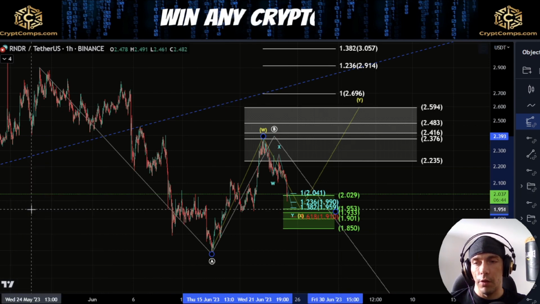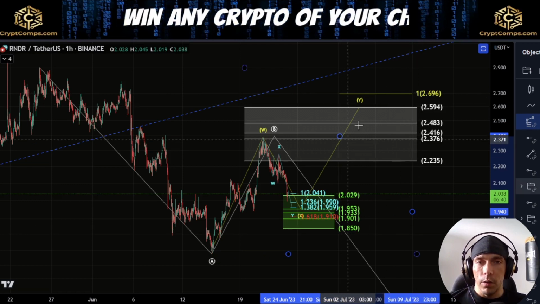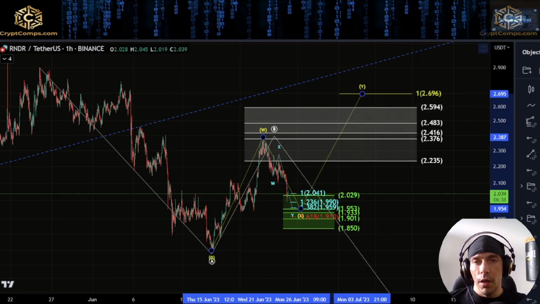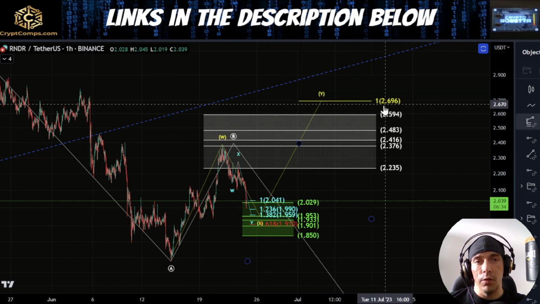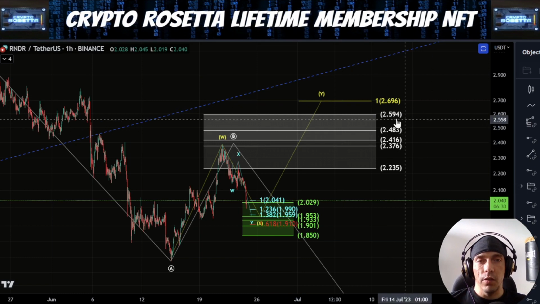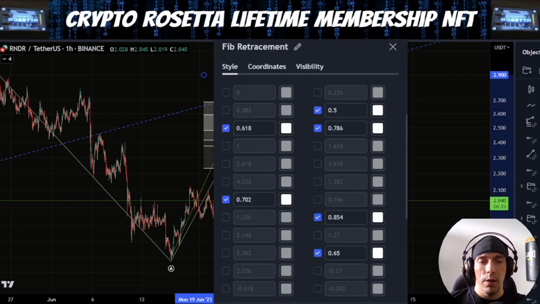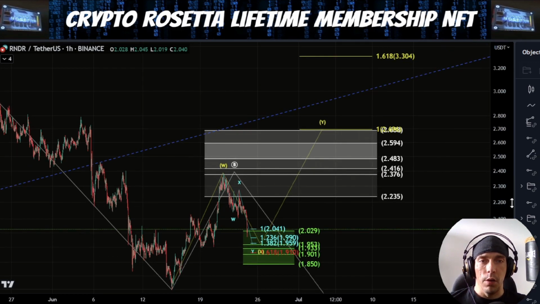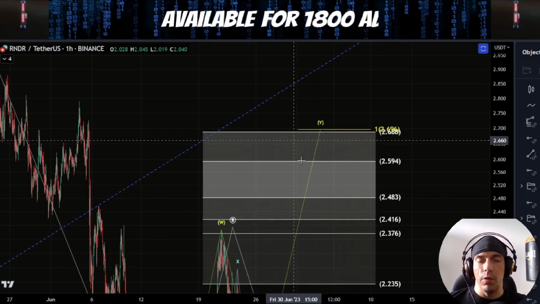$2.69. So if I just change this over, and we're going to just change the color of this to yellow so that it is aligned with the count. Now, if we were looking at this, we would be looking for that possibility of pushing up here towards this 269. So $2.59 is actually that 0786. If I throw on the 854 here, what we could actually see is, there we go. You see there's a better alignment here with this $2.68 with this 854.